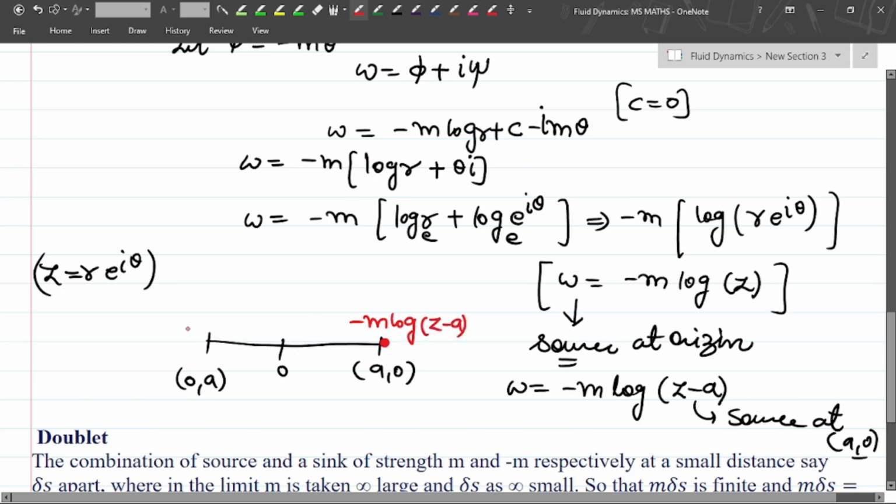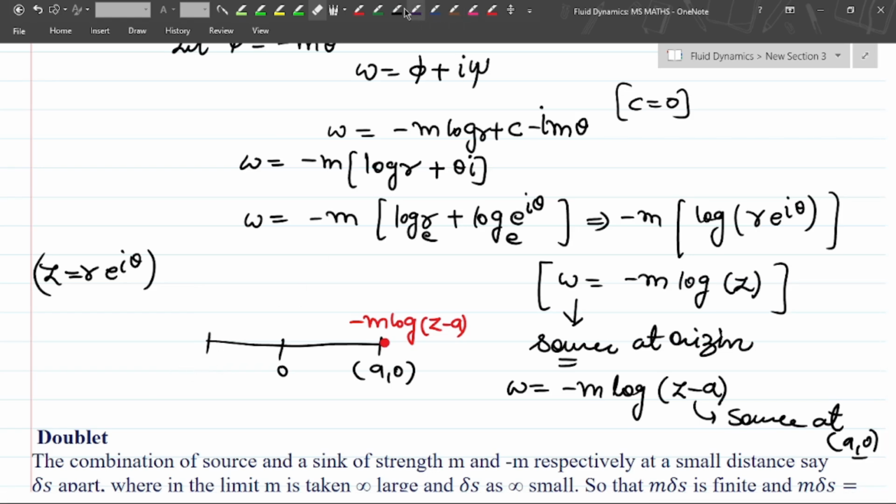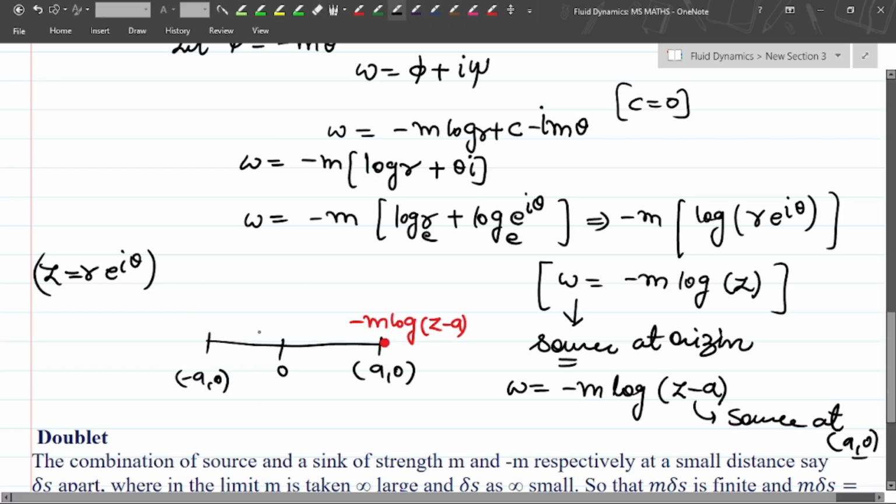Okay, if it is here only, then it will be, sorry for that, at (minus a, 0), and then the equation is minus m log of (z plus a). These are the equations of the source, and this one is minus m log z. So by the red color we are just denoting the equation of source, and the green color is the sink.